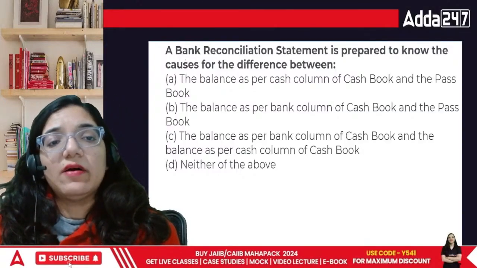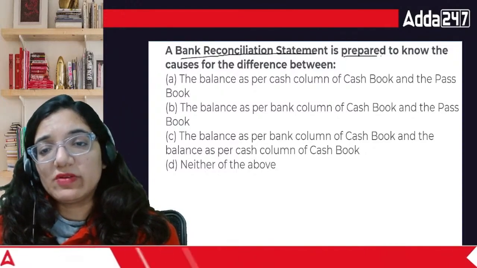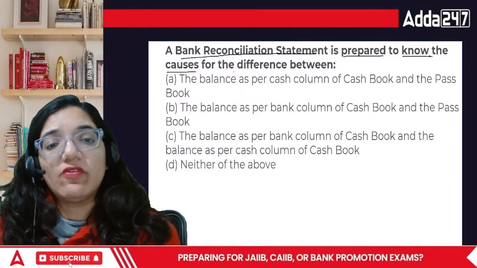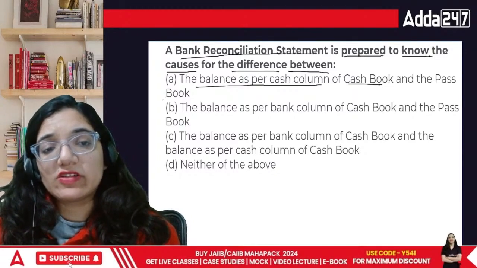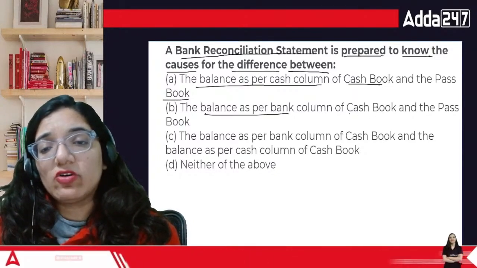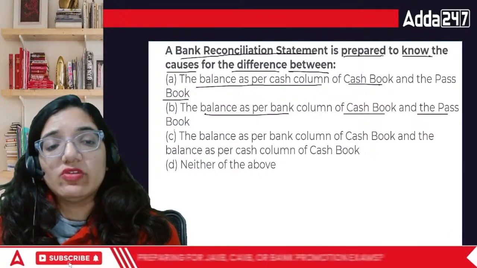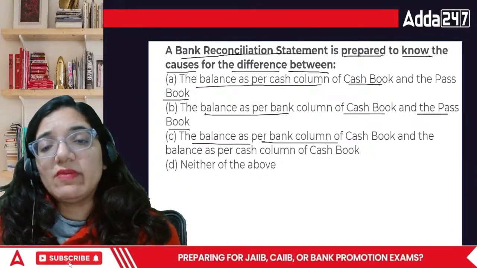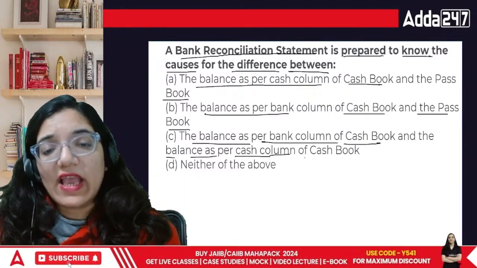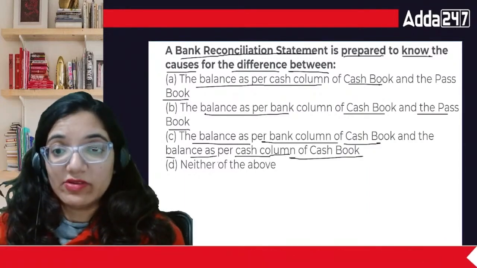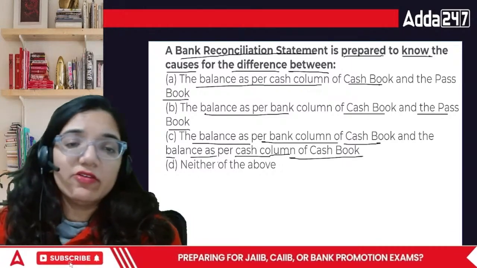Next question. A bank reconciliation statement is prepared to know the causes for the differences between the balance as per cash column of the cash book and passbook, the balance as per bank column of the cash book and the passbook, then the balance as per the bank column of cash book and the balance as per the cash column of the cash book. Now it almost looks the same.